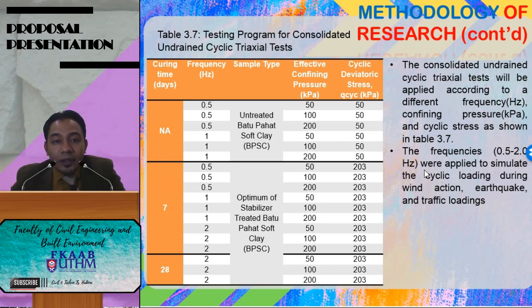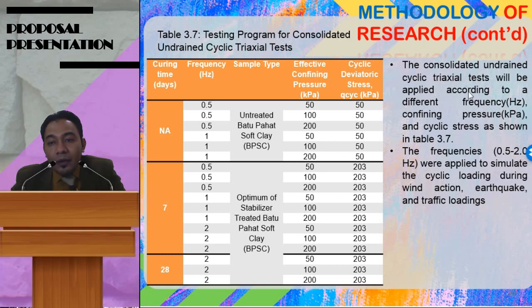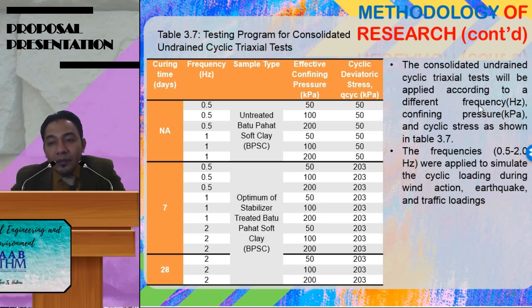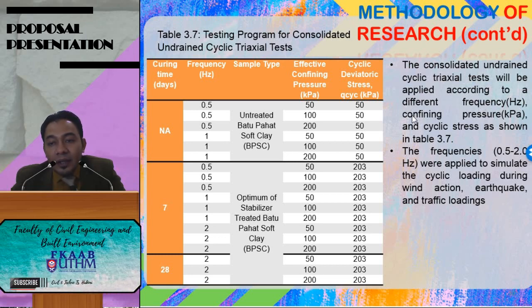Okay, this is the testing program for the consolidated undrained cyclic triaxial test. The consolidated undrained cyclic triaxial test will be applied according to different frequency, different confining pressure, and different cyclic stress, as shown in table 3.7.